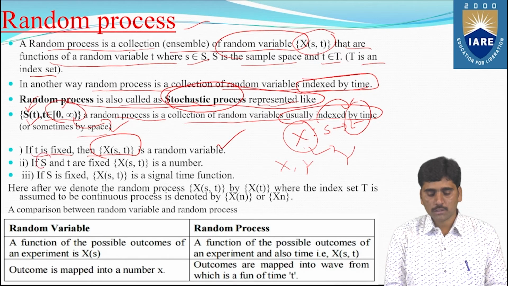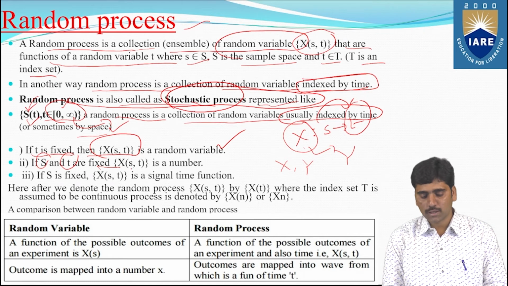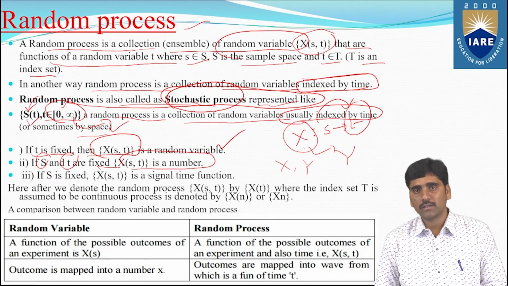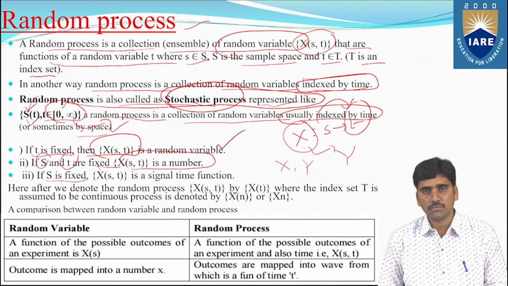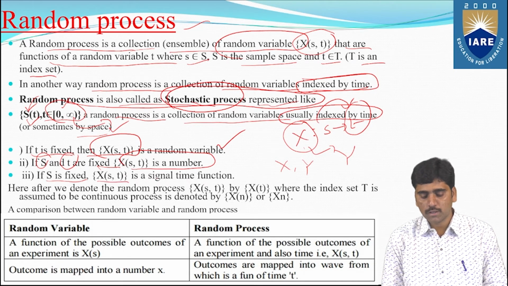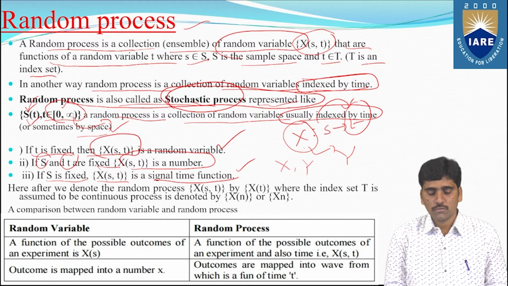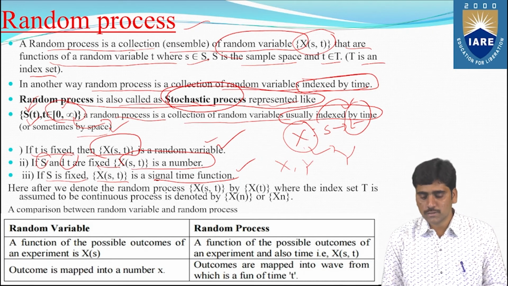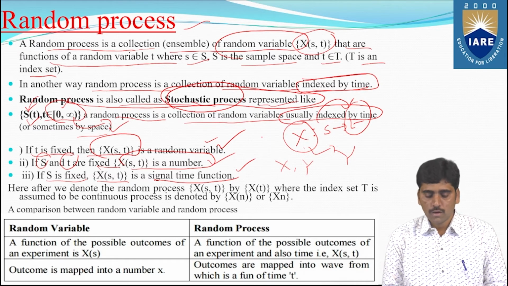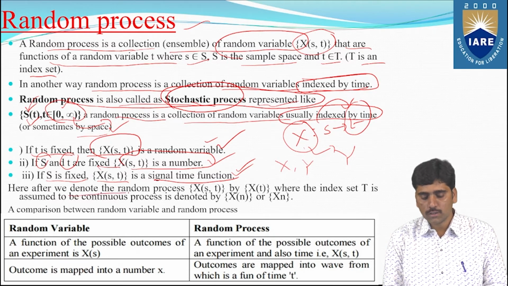If the sample space and the index set are fixed, then x of s comma t is a number. If the sample space is fixed, then x of s comma t is a single time function. So if t is fixed, then it is said to be a random variable. If t and the sample space are fixed, then it is a number. If only the sample space is fixed, then it is said to be a single time function. Right?